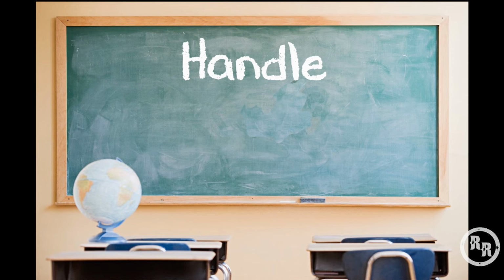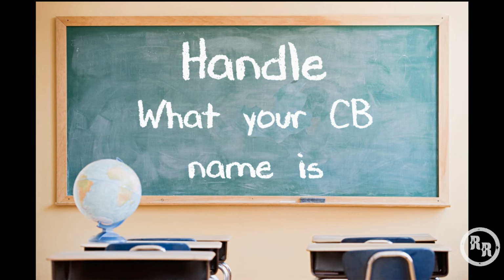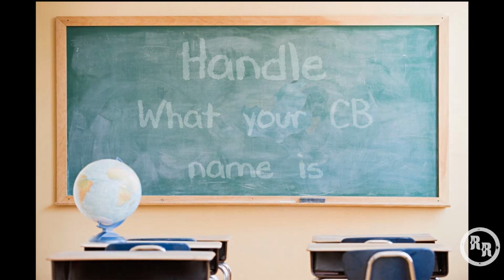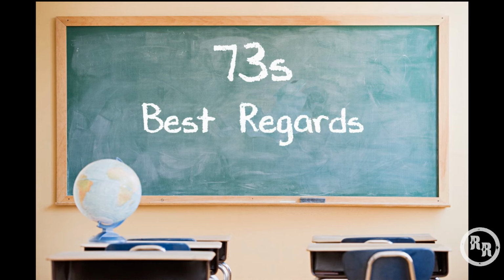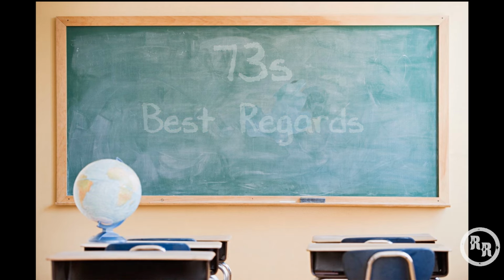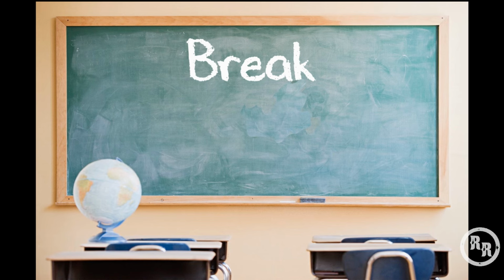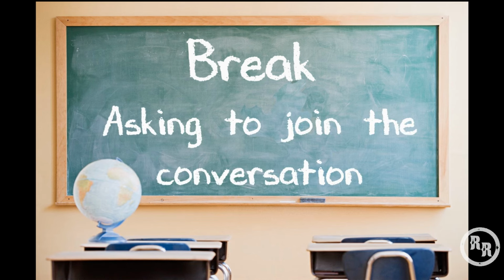Then next is handle, which is what your CB name is. Someone may ask you what your handle is. They want to know what you call yourself on the CB. Then next is 73s, which means best regards. That's what CBers say to one another when they're done talking. And then last is break. That's someone that's asking to join in on the conversation.